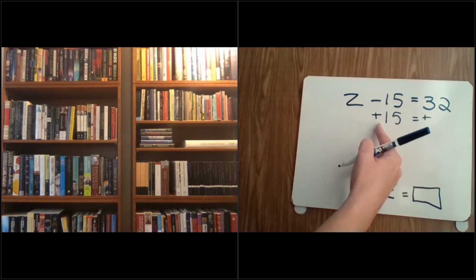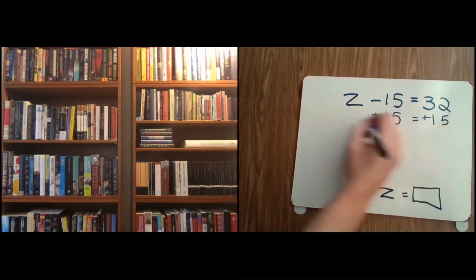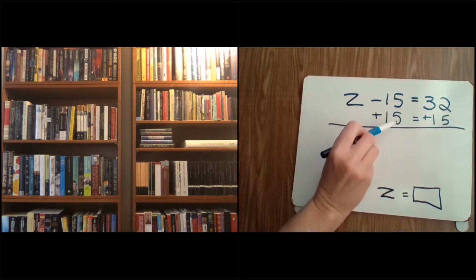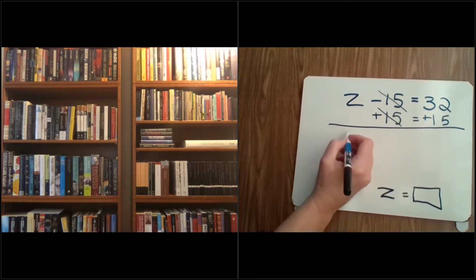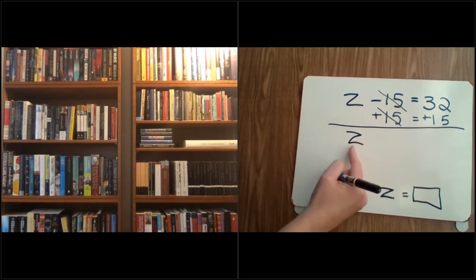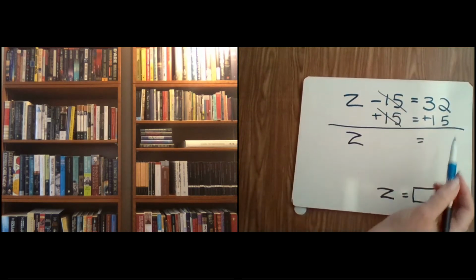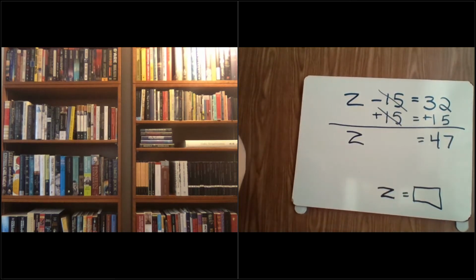Remember, whatever I do on the left side of the equal sign, I do the identical action on the right side. Minus 15 plus 15, I know that's going to cancel. I can bring down my Z, bring down my equal sign. I like to keep my equal signs lined up. 32 plus 15 is going to equal 47.